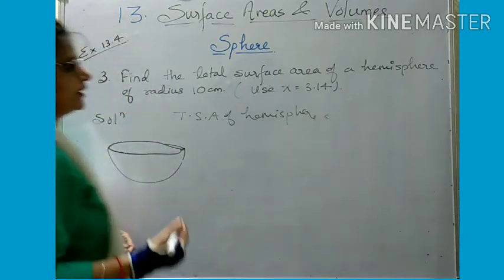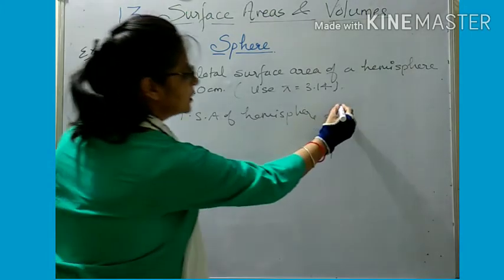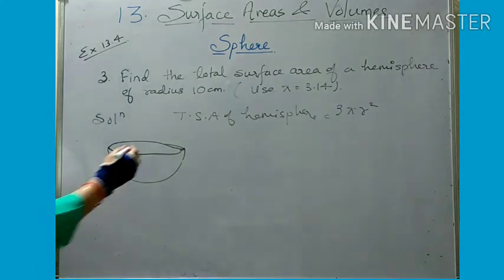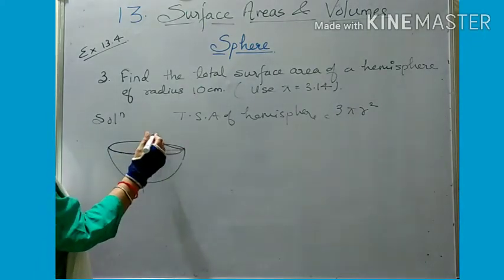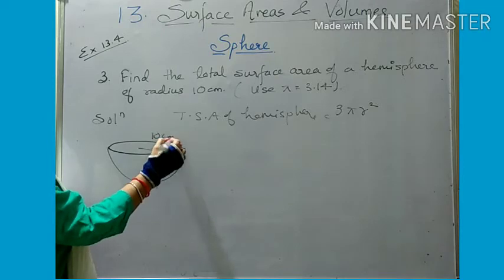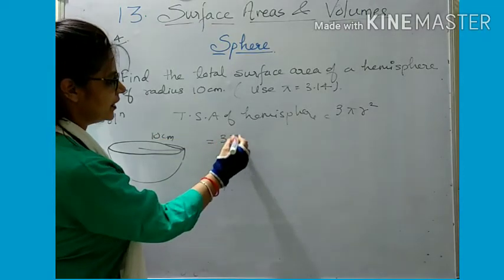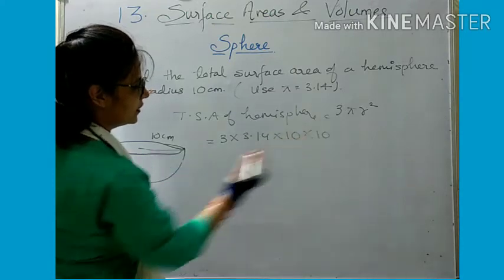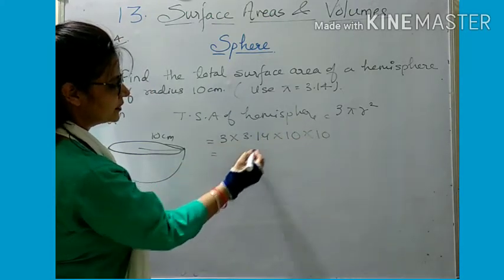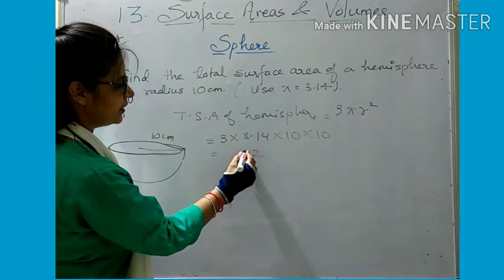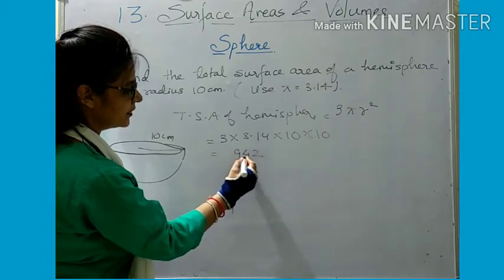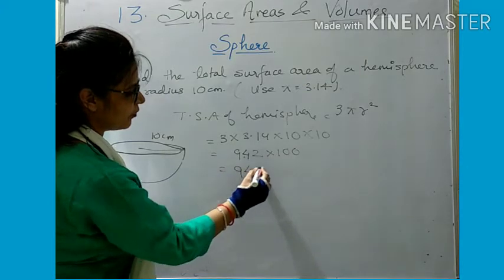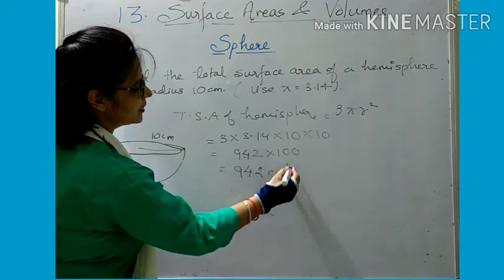So what is the total surface area of a hemisphere? It is 3 pi r square. So what we have to do? This radius is given as 10 centimeters. Now simply put the values. 3 into 3.14 into 10 into 10. So how much are we getting? 3 4s are 12, 3 1s are 3, 4, 3 3s are 9 into 100. So our answer is 342 centimeter square.